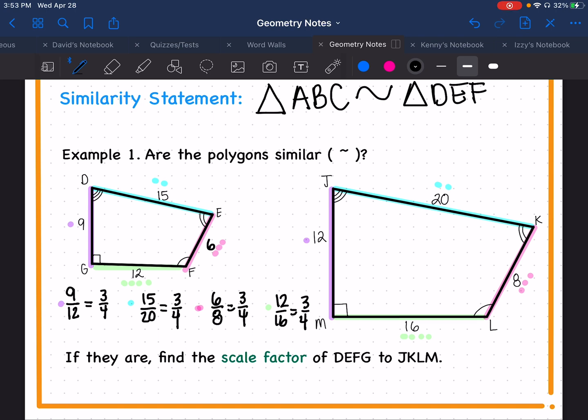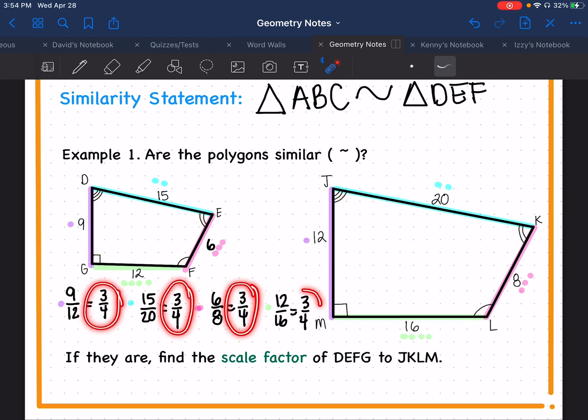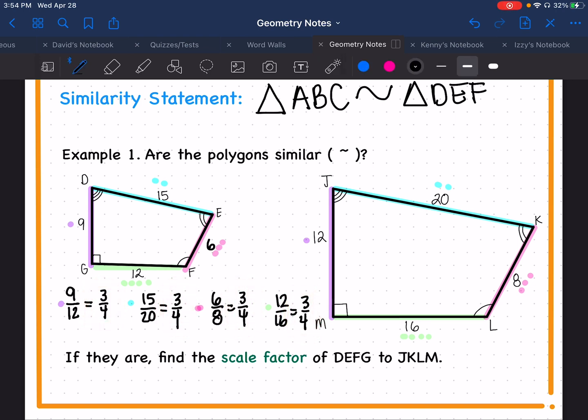All right, so notice what I have. I have the same shape, different sizes. I have all angles being congruent, right? I checked them all. They're all congruent. And then all of my fractions, all of these numbers right here, are exactly the same. I went ahead and checked them. I am going to go ahead and say that these two are similar.